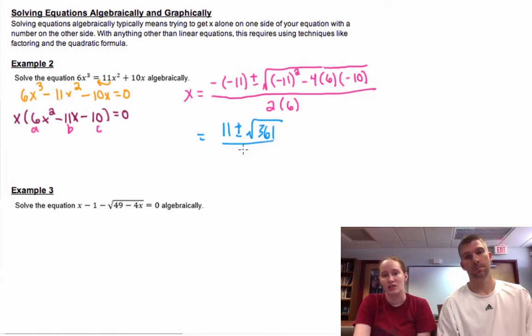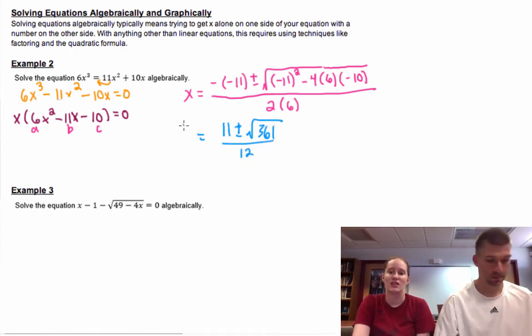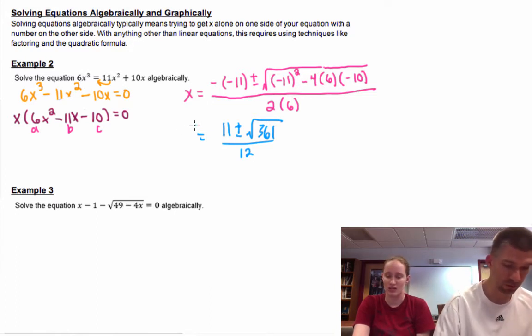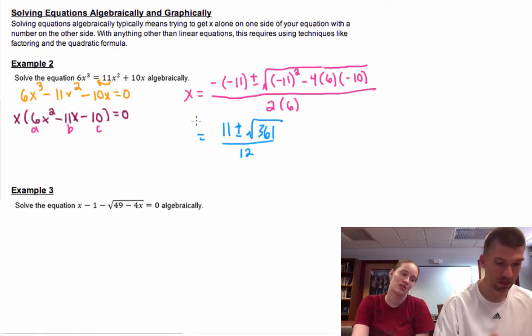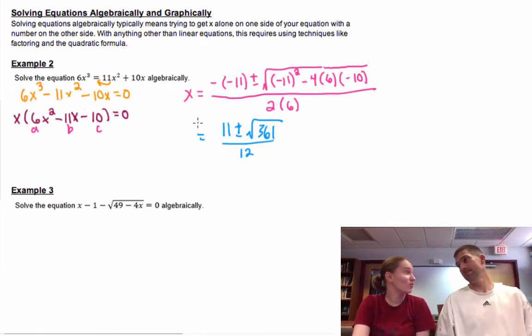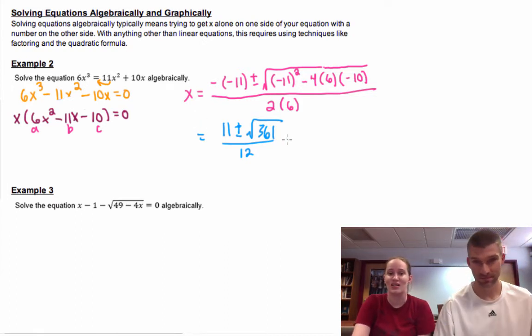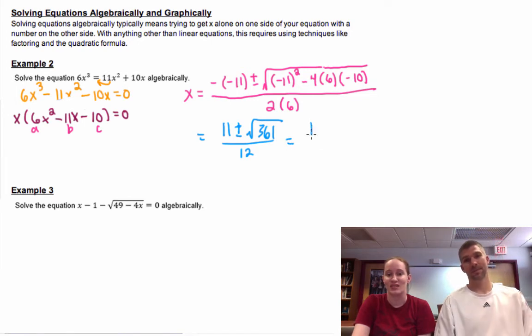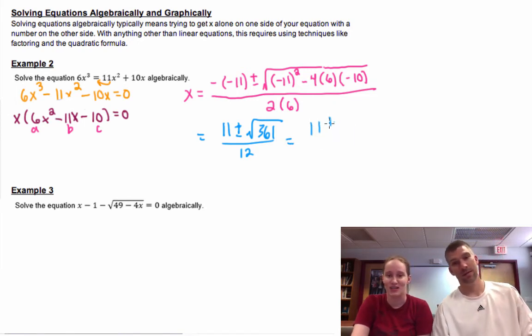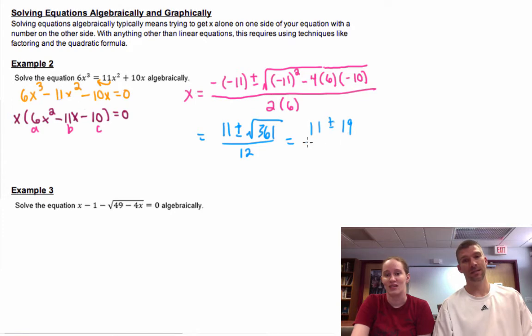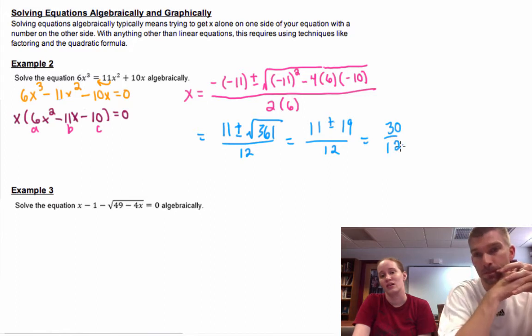over 12. Now, I don't know that you can square root 361. Can you divide it by 3? 19. Ooh, look at that. What are the odds? So 11 plus or minus 19 divided by 12. That gives us 30 over 12, and 11 minus 19 is negative 8 over 12.